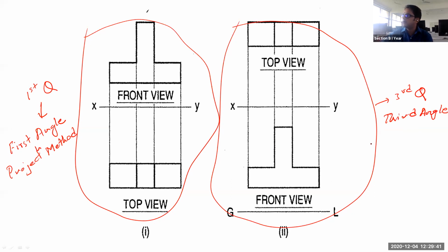And this is your third angle projection method. Okay, so this is the orientation of your front view and top view for first angle projection and third angle projection.